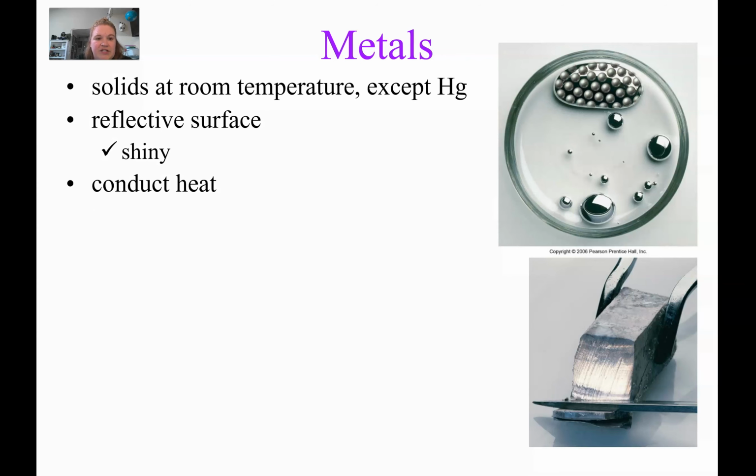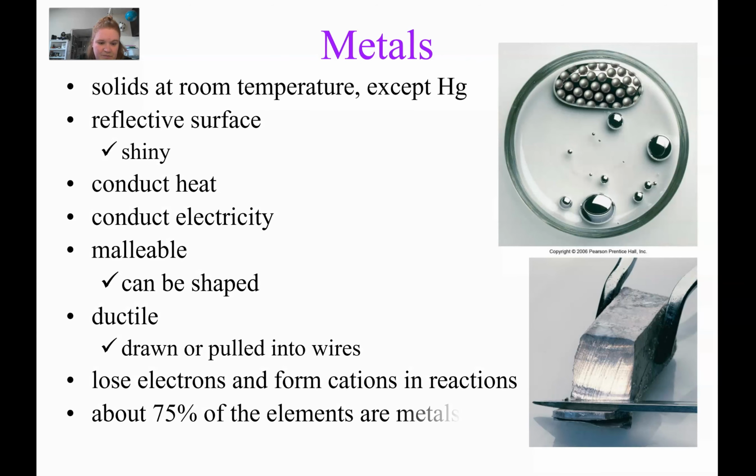So a little bit on each of these categories. Our metals are solids at room temperature. The exception to that is mercury. They're very shiny. They conduct heat and electricity. They're malleable, which means we can pound them flat, we can shape them into different things. They're ductile, which means that you can stretch them thin into wires. And the majority of the periodic table, 75% of the periodic table, are metals.